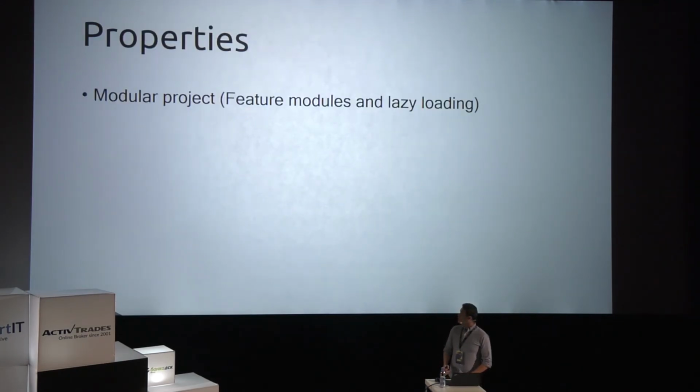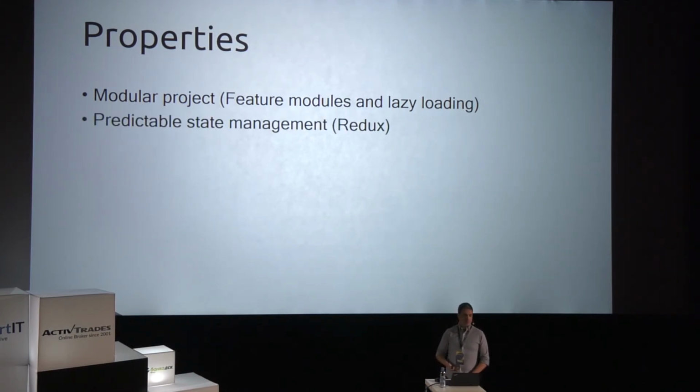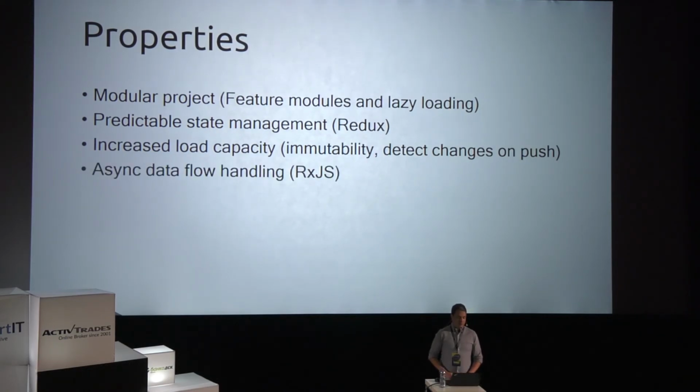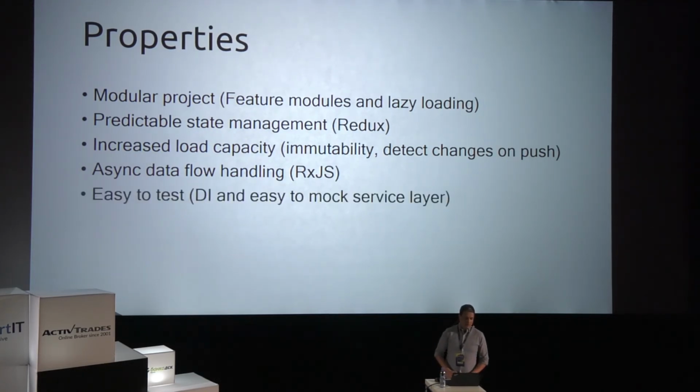So let's see what we did. We have a modular project with feature modules and lazy loading. We have predictable state management using Redux. We can handle increasing load by using immutable objects and change detection on push, that way achieving fast rendering. We also can easily handle async data flow using RxJS streams and transformations. And also our app is easy to test, which kind of comes for free because of Angular's DI and the fact that we can easily mock our services when we abstract them into our business layer.